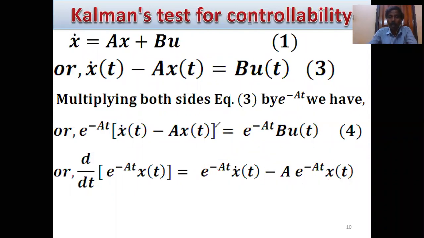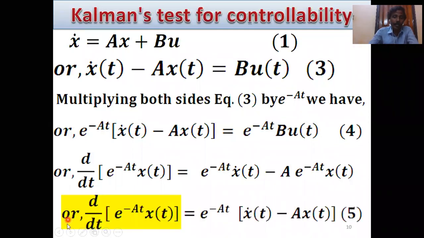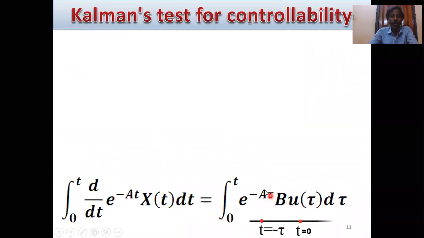This is equivalent to the left-hand side. Then d/dt of e^(-at) x(t) equals e^(-at) x dot(t) minus a x(t). This is equation number 5.